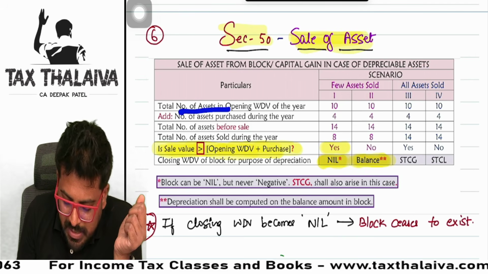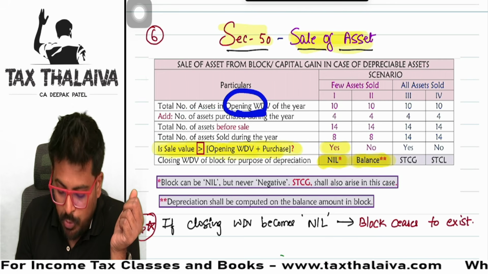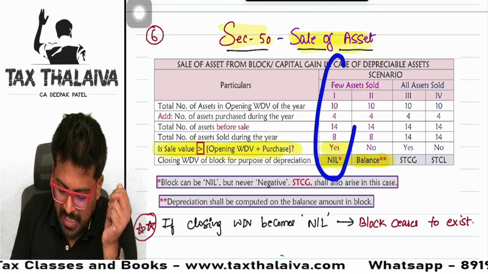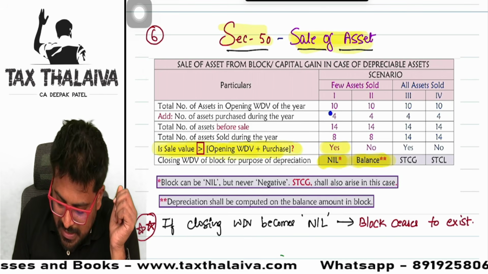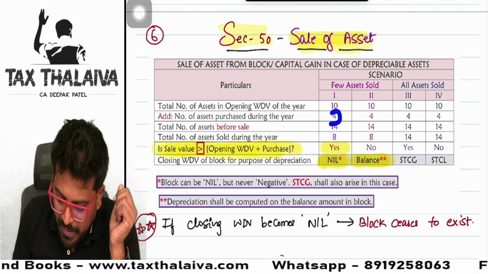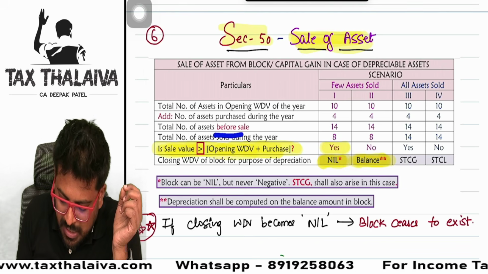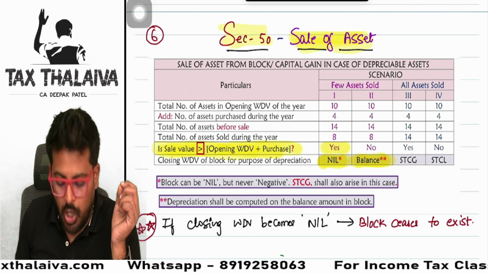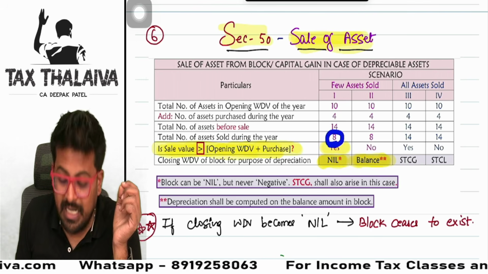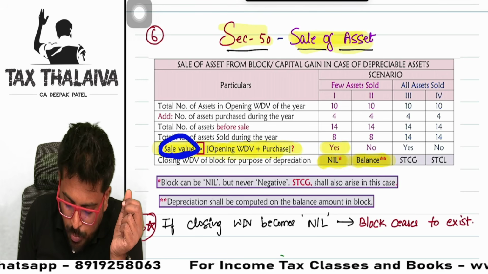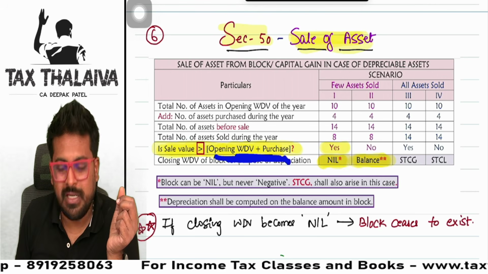Now, total number of assets in the opening WDV were 10 assets. Let's take Scenario 1. So, 10 assets opening were there. 4 you purchased. Total assets before sale was 14. How many assets you sold during the year? Only 8. But mind you, is the sale value more than opening WDV plus purchases?